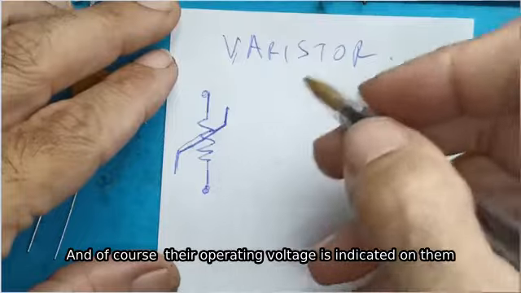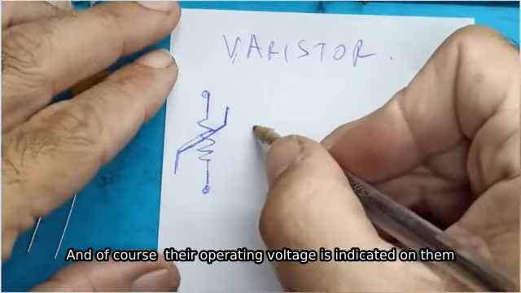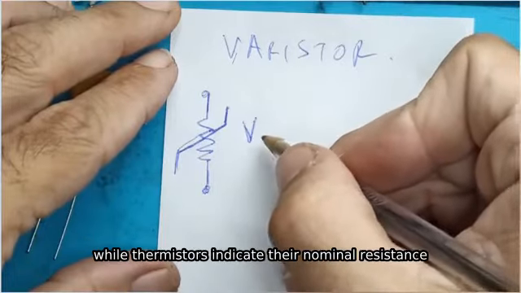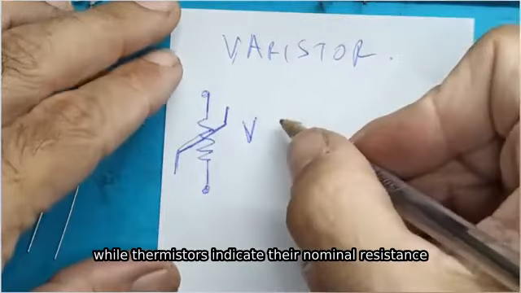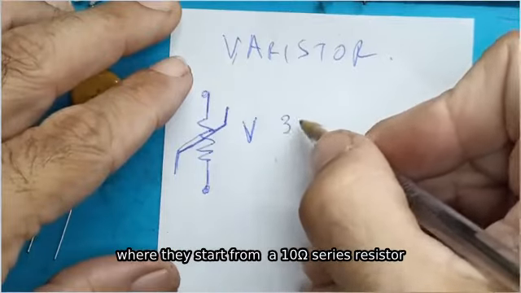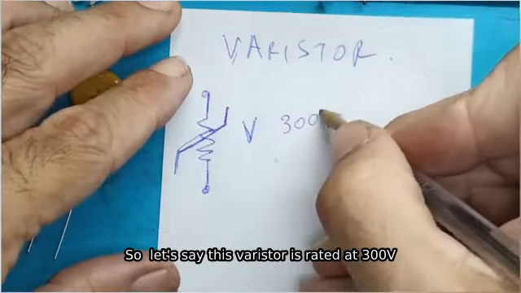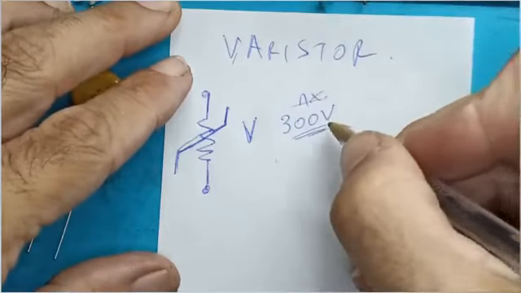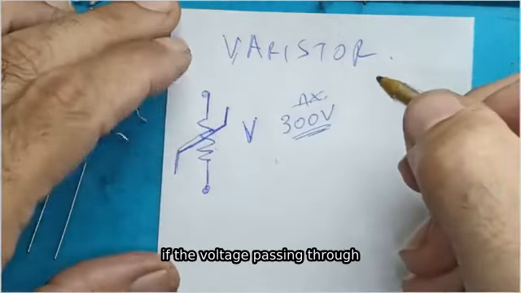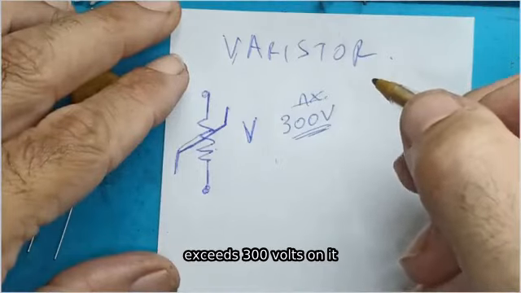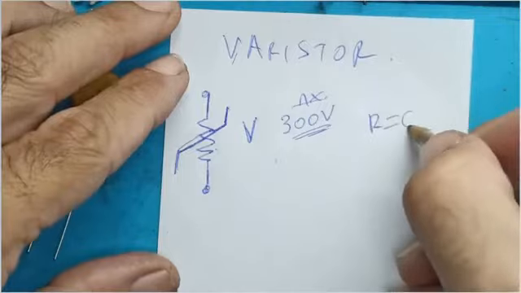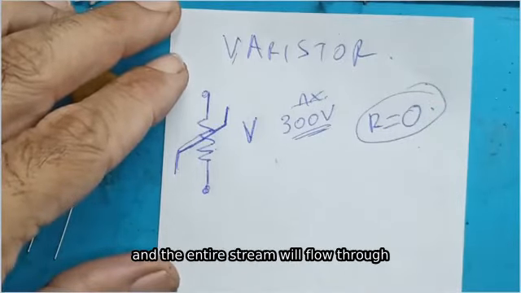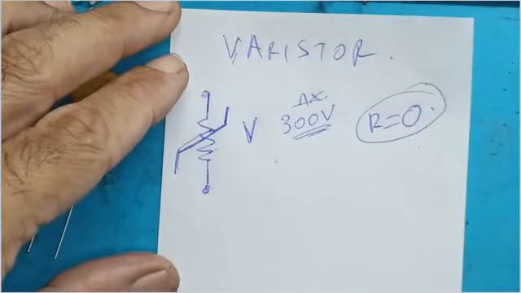And of course, their operating voltage is indicated on them, that is, the standby voltage at 300 volts, while thermistors indicate their nominal resistance, where they start from, a 10 ohm series resistor. So let's say this Varistor is rated at 300 volts. In a specific case, if the voltage passing through exceeds 300 volts on it, the varistor's resistance will drop to zero, and the entire current will flow through it.